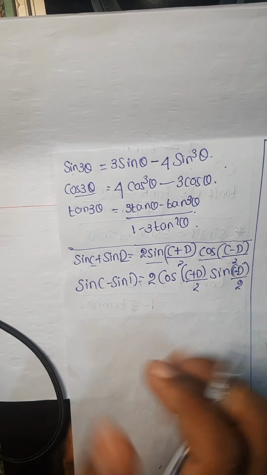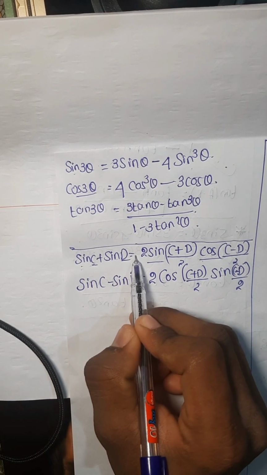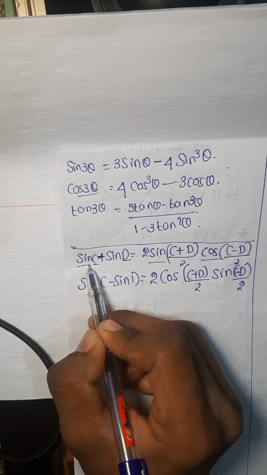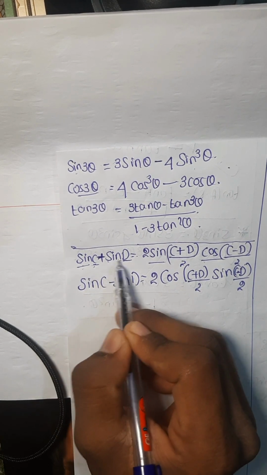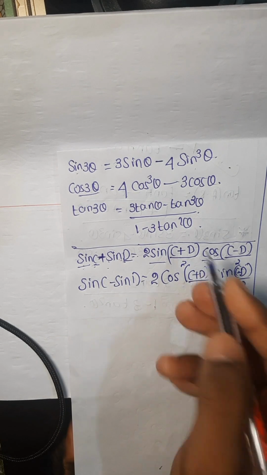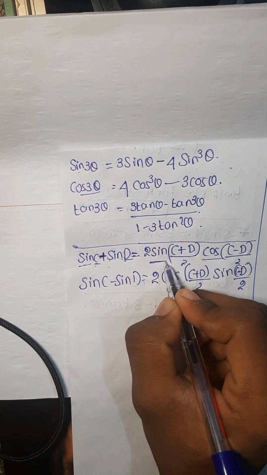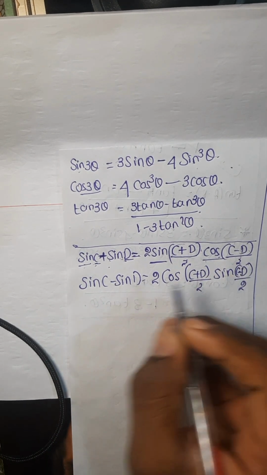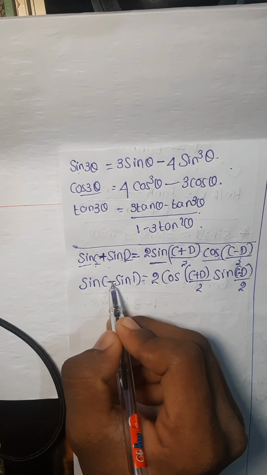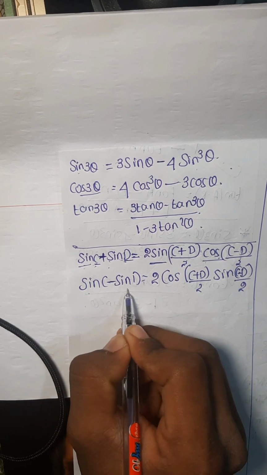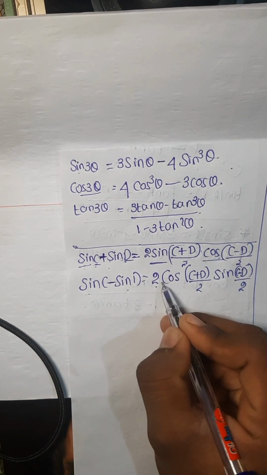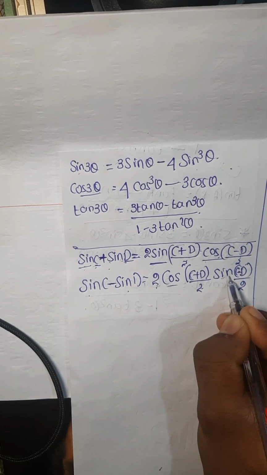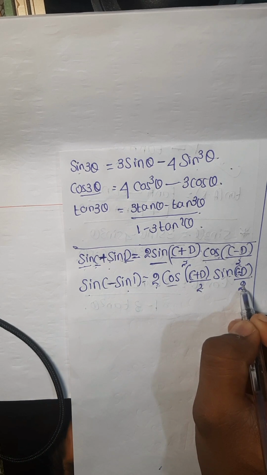Therefore, when there is a plus between sin C and sin D, it is equal to 2 sin((C+D)/2) into cos((C−D)/2). If there is a negative sign in between sin C and sin D, then it will be 2 cos((C+D)/2) into sin((C−D)/2).